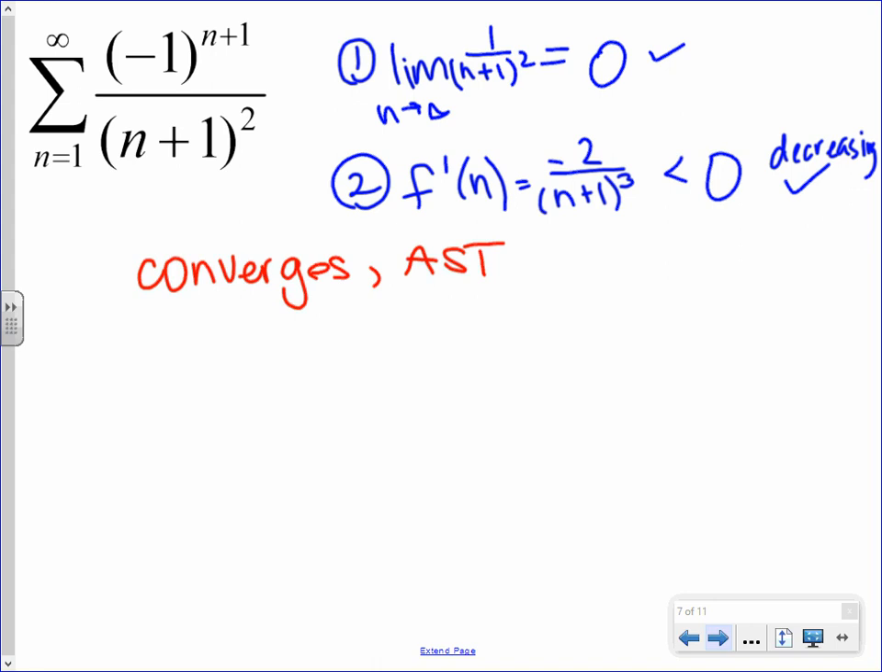Okay. Now, if we are going to determine absolute convergence, we need to take a look at the series from n equals 1 to infinity of 1 over (n plus 1) quantity squared. What are your suggestions for proving that to be convergent or divergent?